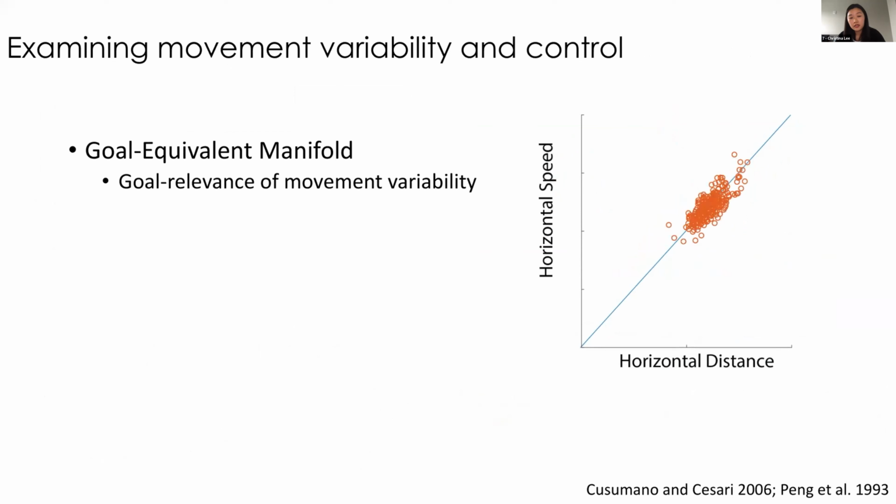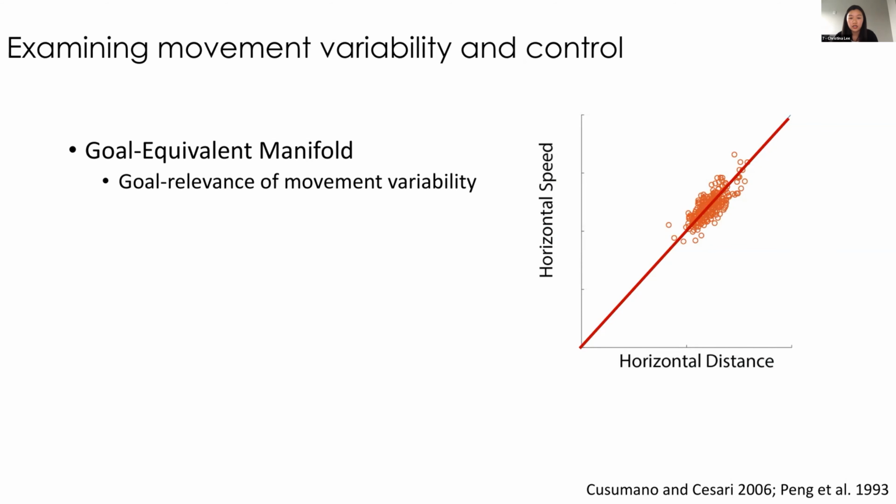Since there are many different movement strategies that can achieve the goal of the task, we use the goal equivalent manifold, or the GEM approach, that decomposes movement variability into those that are goal relevant and those that are not. And this allowed us to determine whether prosthesis users are able to vary their movement strategy in a way that preserves their performance the same way that healthy individuals can. And in this example on the right, all points that lie along the goal time are possible and correct solutions to this task.